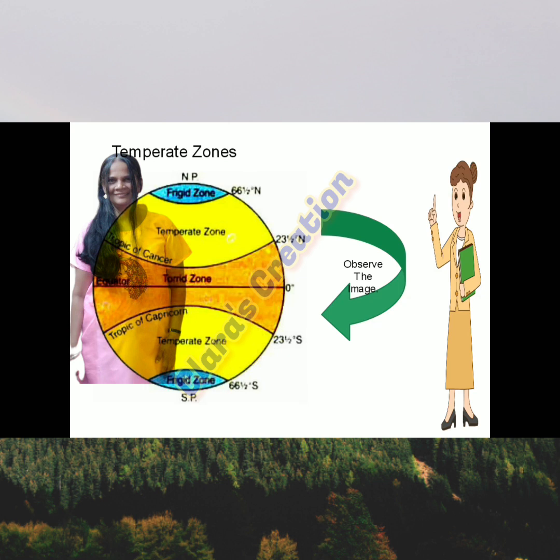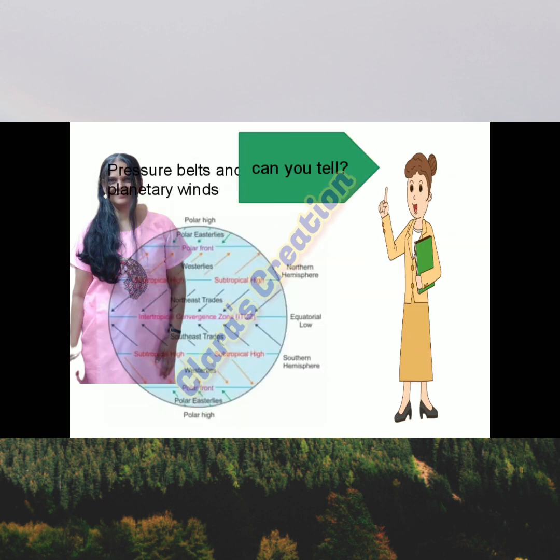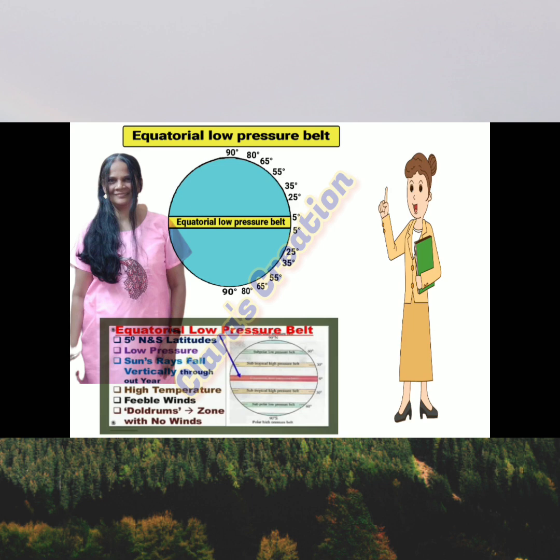At the Tropic of Cancer and Tropic of Capricorn the sun rays are perpendicular, so the temperature is higher in this region. Hence the air in the region gets heated faster, becomes lighter and moves up in the sky. This process continuously happens to create low pressure belts. So here is the image of the low pressure belts. Here you can see equatorial low pressure belts. Here see the reading: sun rays fall vertically throughout the year, high temperature, feeble winds, 5 degree north and 5 degree south, low pressure belts are created.